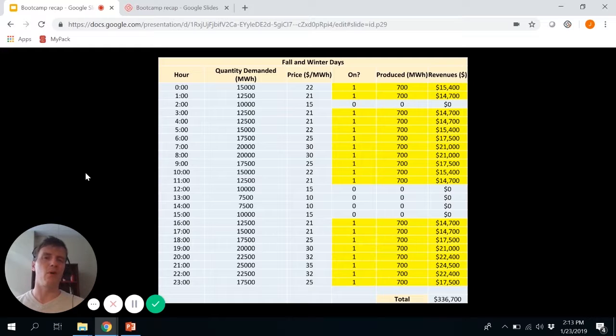So for example, in fall and winter days, when the power plant is producing at about 7 or 8 o'clock in the morning, its revenues are higher. And that's because the price is pretty high. It's $30 per megawatt hour.